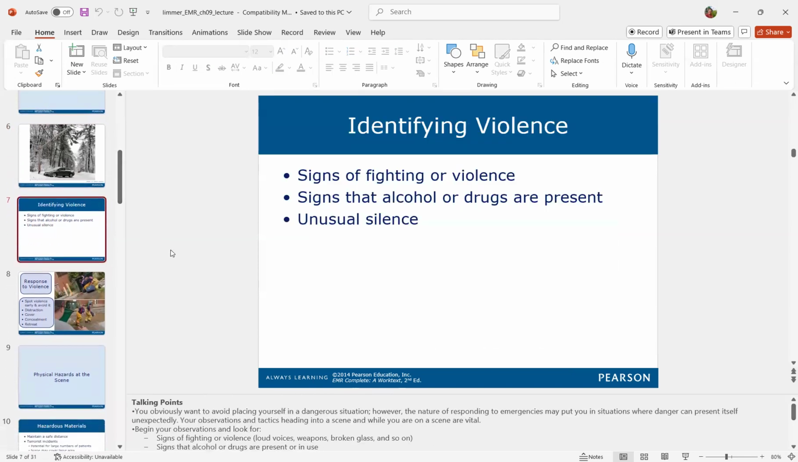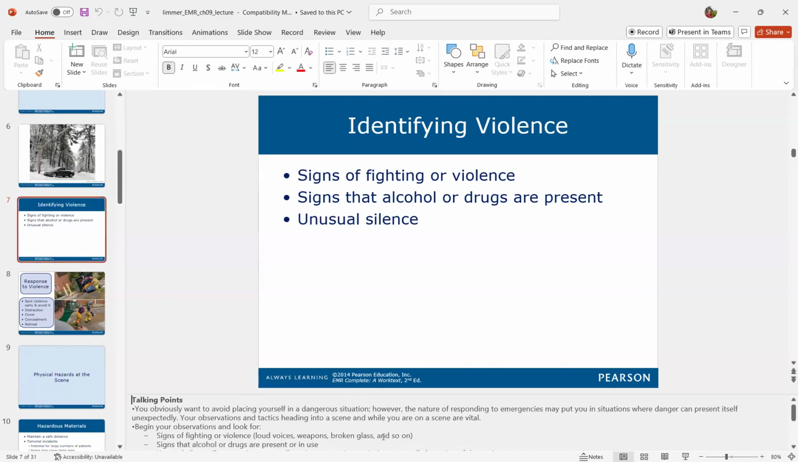Violence. We obviously want to avoid placing ourselves in these dangerous situations. So the nature of responding to emergencies may put us in situations where danger can present itself unexpectedly sometimes. So your observations and tactics heading into a scene, and while we're on scene, just keeping your situational awareness and making sure you're being safe about stuff, begins when you start your observations, obviously. So what are you looking for when it comes to violence? Signs of fighting or violence, loud noises, loud voices, weapons, broken glass, stuff like that.